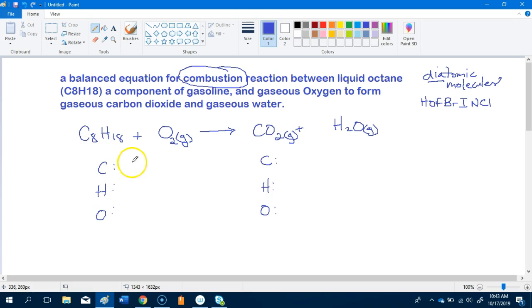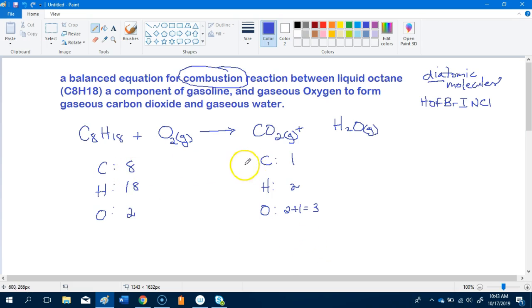On my reactant side, I have 8 carbons, 18 hydrogens, and 2 oxygens. And on my product side, I have 1 carbon, 2 hydrogens, and 2 plus 1 equals 3 oxygens all together. My oxygens are separated here, so I like to write them this way just to make sure that I count for them all.